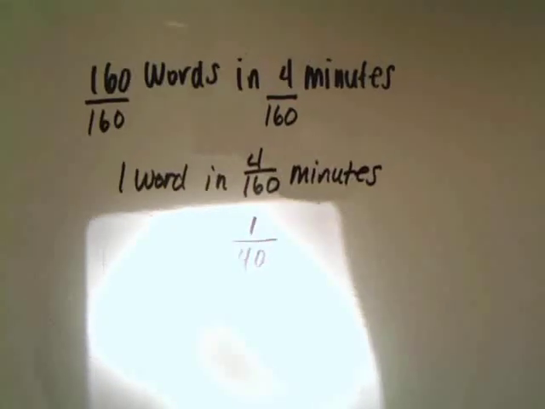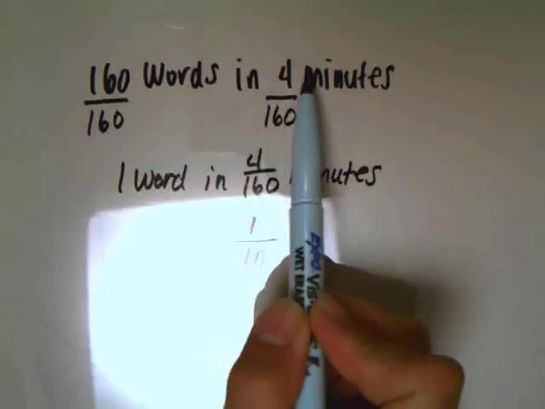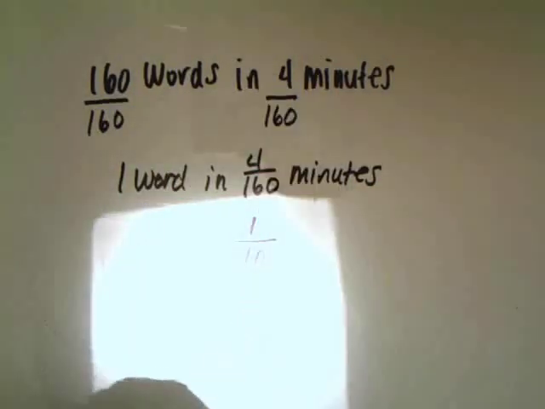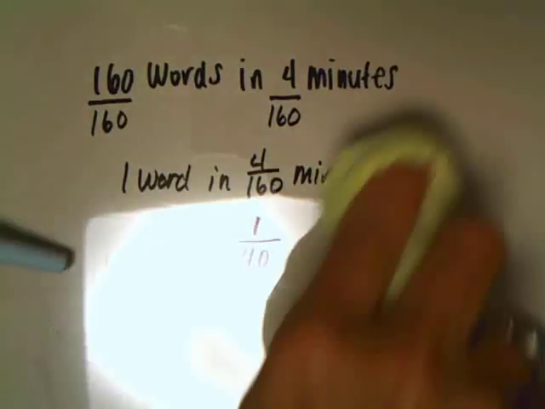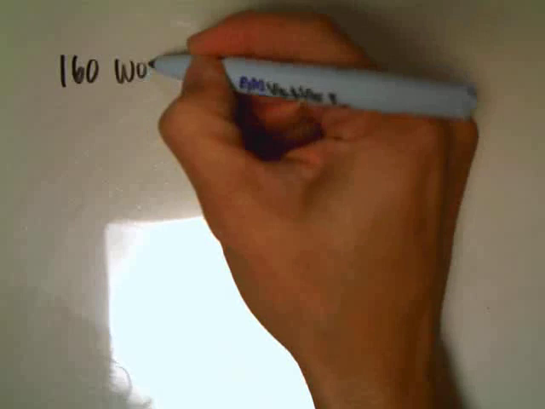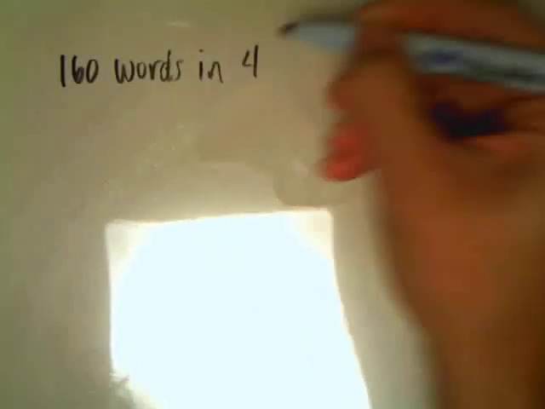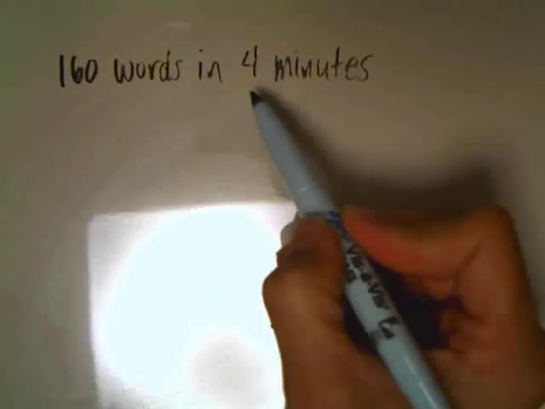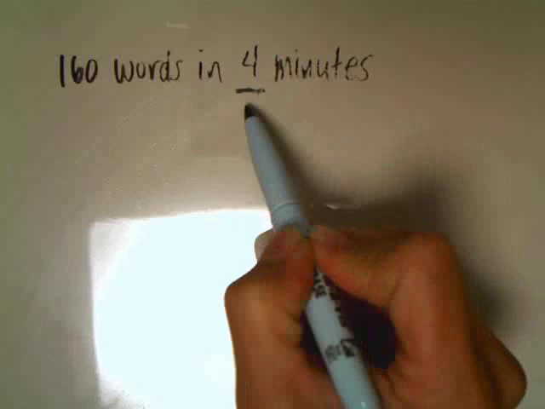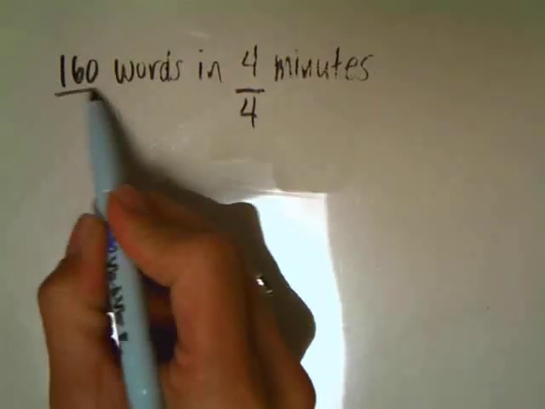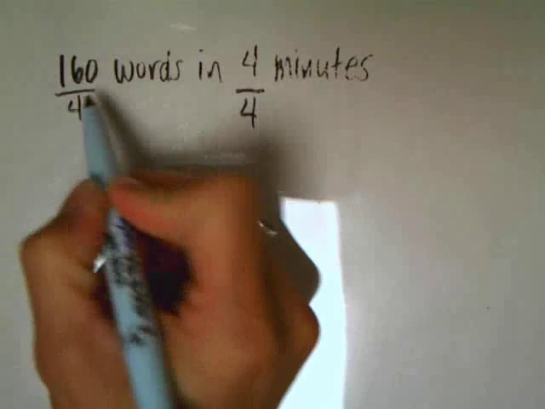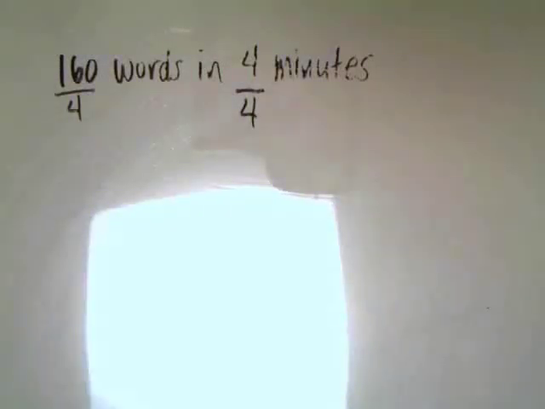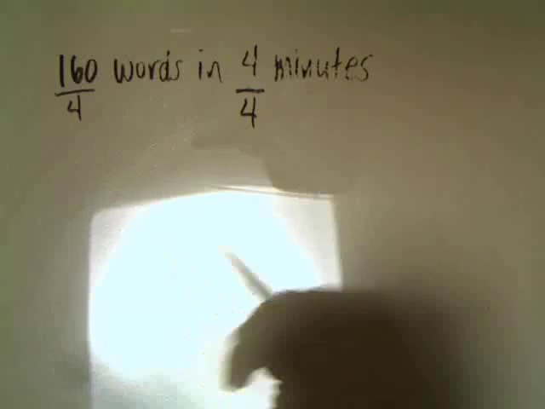So let's go back to our original example and just say 160 words in 4 minutes. Now I'm going to show you a different way, and we're going to make the minutes equal 1 this time. So 160 words in 4 minutes. Now I want to get this down to 1. So this time I'm going to divide the minutes by 4 to get to 1, and I'm going to divide this by 4 to see how many words I can type in 1 minute.